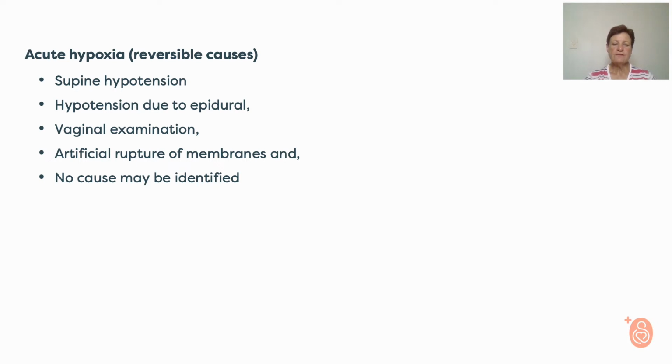Vaginal examination is often associated with supine hypotension, where the mother is lying on her back, and also sometimes with stimulation of the fetal head, and that will easily disappear as soon as the cause has been removed. Artificial rupture of membranes: in that case, one must make 100% sure that there's not a prolapse of the cord as well. In many of these cases, there might be an acute hypoxic period, which just disappears and fortunately comes right on its own without any real cause being identified.